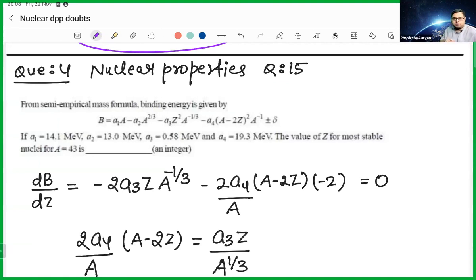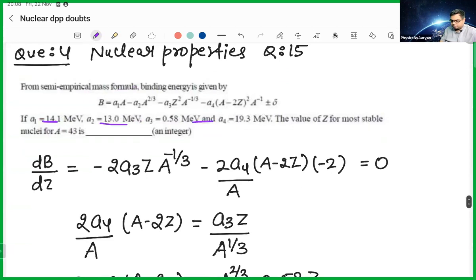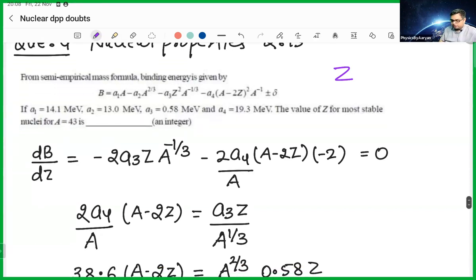So this kind of problem we did in binding energy, especially the liquid drop model. For the semi-empirical mass formula, binding energy is given to you, and all the values of constants are also given. And they are asking what is the value of Z for the most stable nucleus. Value of Z is asked, and A is fixed. So we need to minimize binding energy with respect to Z. So you know we do dB by dZ. If you do dB by dZ, you will get this equation.